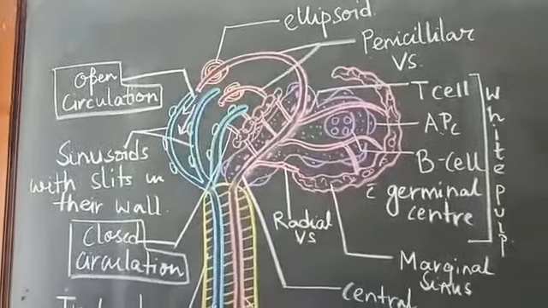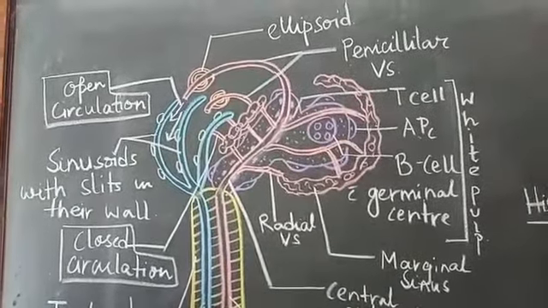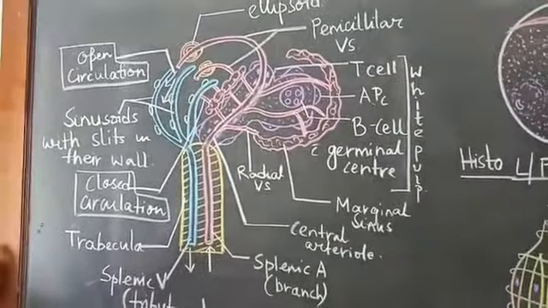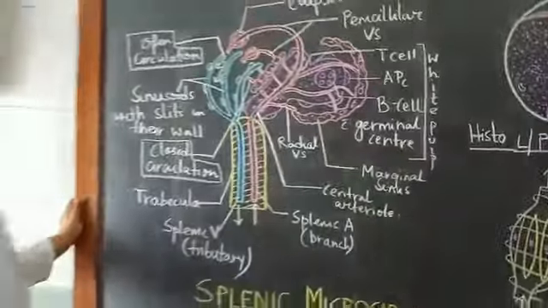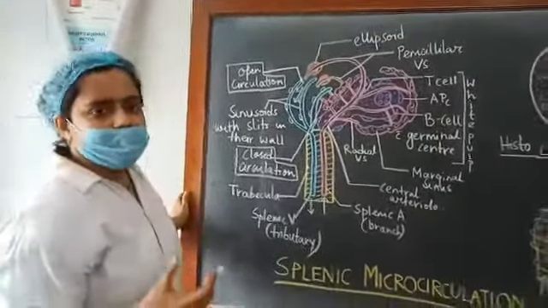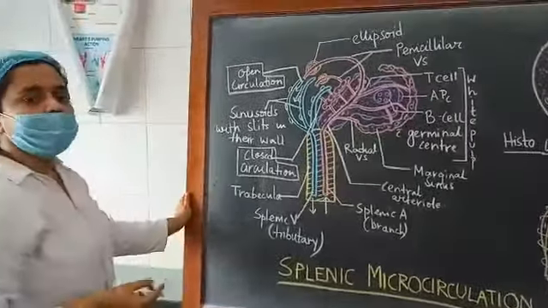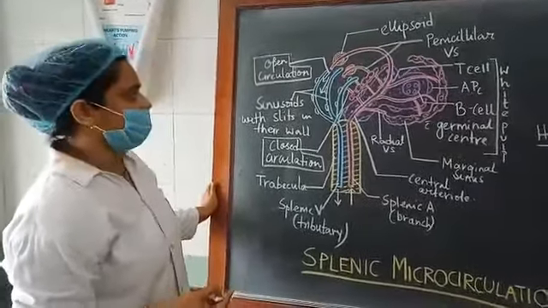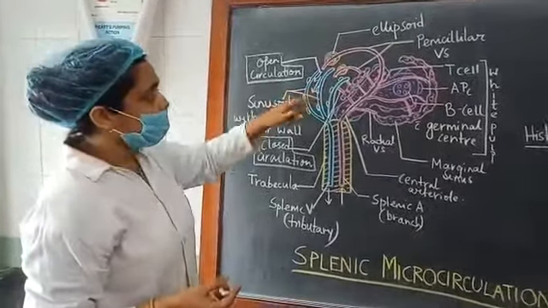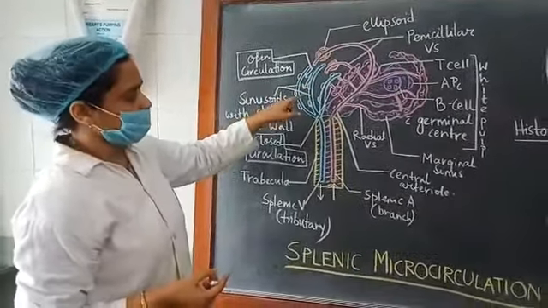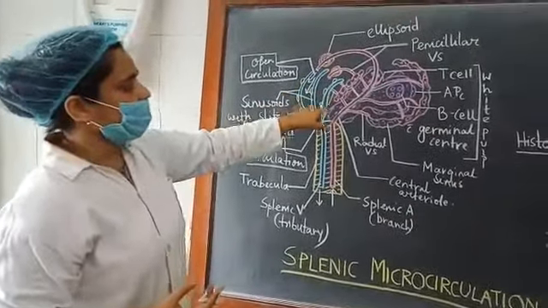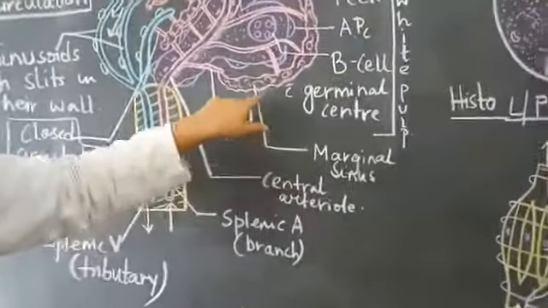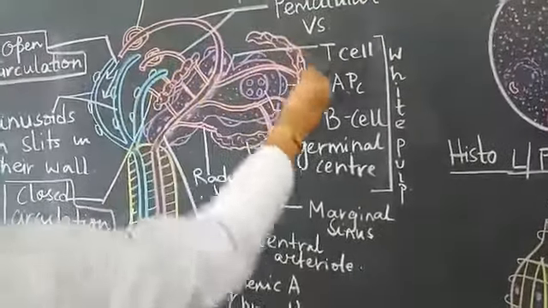And what is red pulp made up of? It is mostly made up of the anastomosing Billroth's cords. What is Billroth's cord made up of? It is mostly made up of red blood cells, the worn out and defective red blood cells, the reticular fibroblasts, the reticular endothelial cells, etc. And in between these Billroth's cords, you will find another thing known as the marginal sinus or the splenic sinuses.